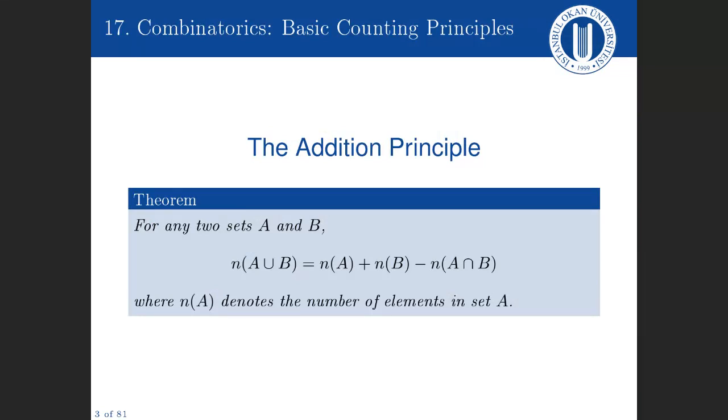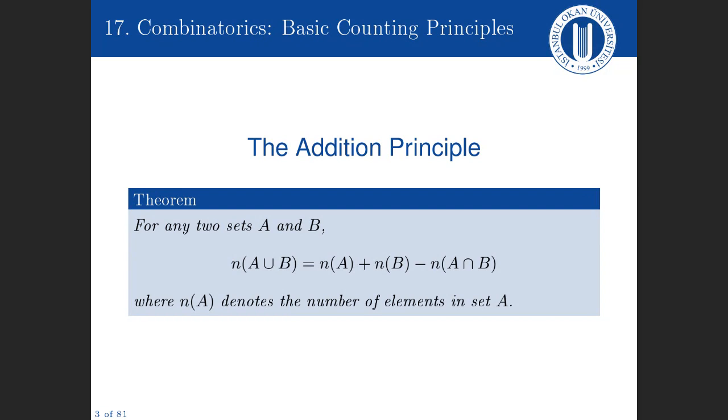We'll start with the addition principle. If we have two sets A and B, how can we count the number of elements in A union B? We can count the number of elements in A and we can count the number of elements in B and we could add them together. But some elements we might be counting two times. We need to remove this extra number that we've counted twice.